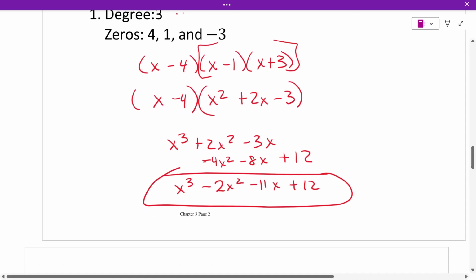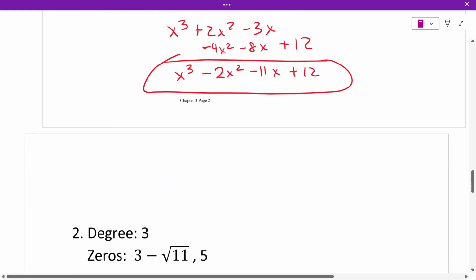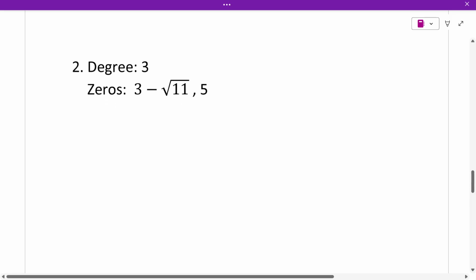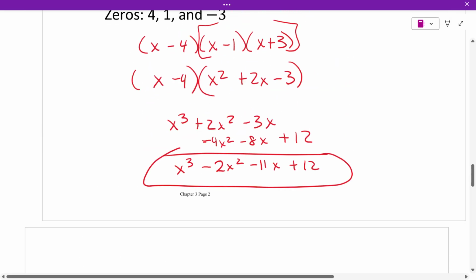But evil Algebra 2 teachers never just give you nice numbers all the time. Evil Algebra 2 teachers give you problems like this. Okay, I went too fast, but I wanted to get to being evil.